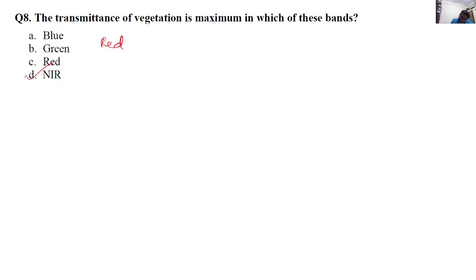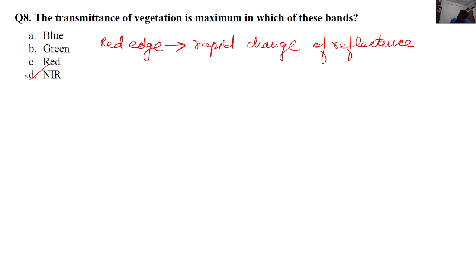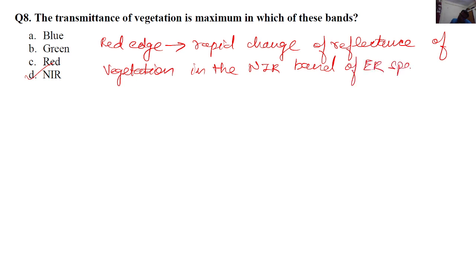I will also write the definition. Red edge is the rapid change of reflectance of vegetation in the NIR band of electromagnetic spectrum.